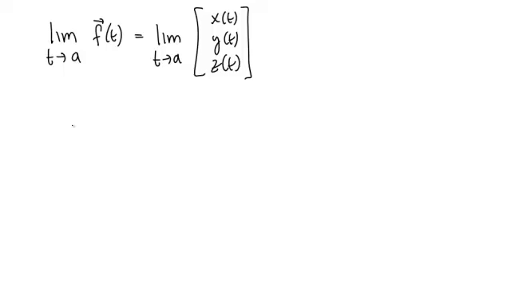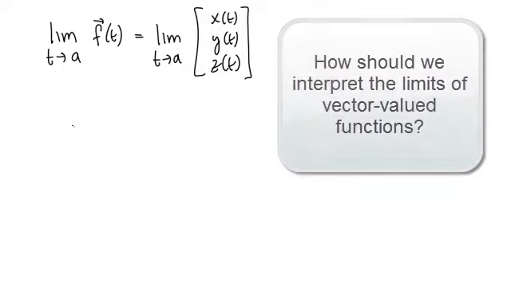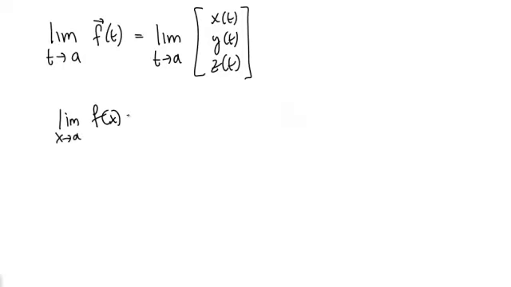Next, let's talk about limits, which was the fundamental operation we needed to make calculus work. So what do we mean by this expression, the limit as t tends to a of f of t, or the limit as t tends to a of the vector x of t, y of t, z of t? What should it mean? Now remember that when we write down something like this in Calc 1, the limit as x tends to a of f of x is b.